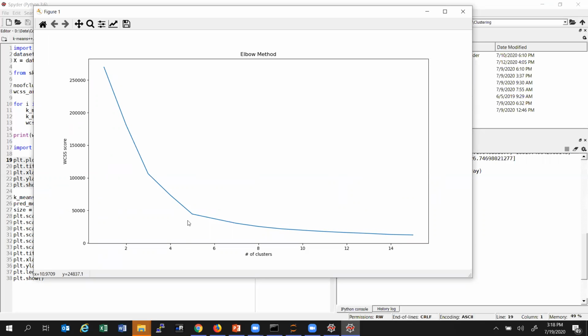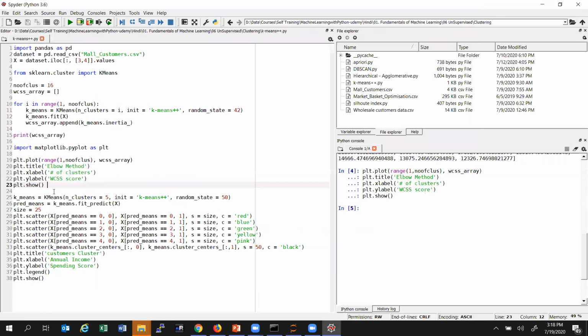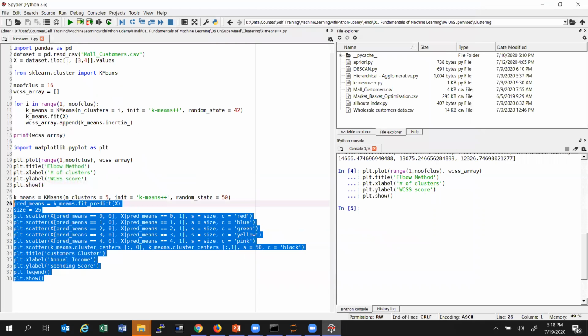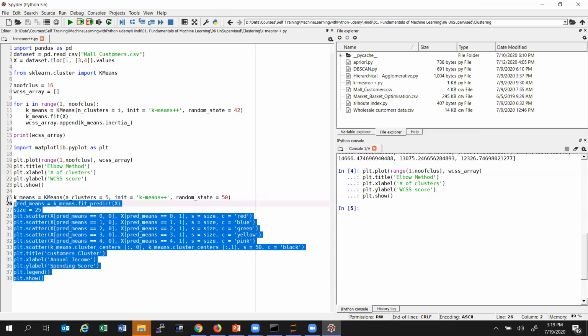So here you can observe n equal to 5 is the optimum number of clusters here. Okay. This way you can find out the number of clusters. And now for using n equal to 5, I am again creating this model, then fitting my data and creating this graph.